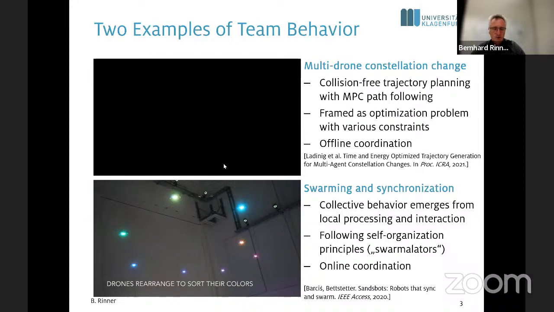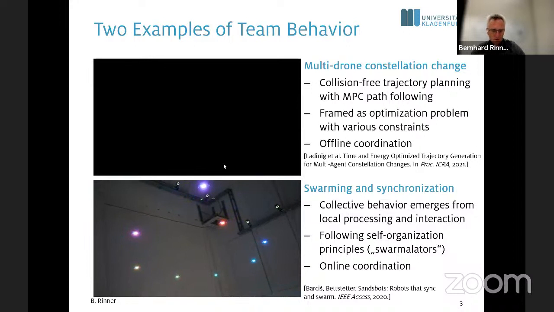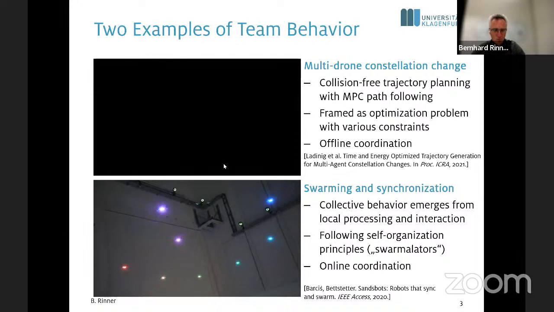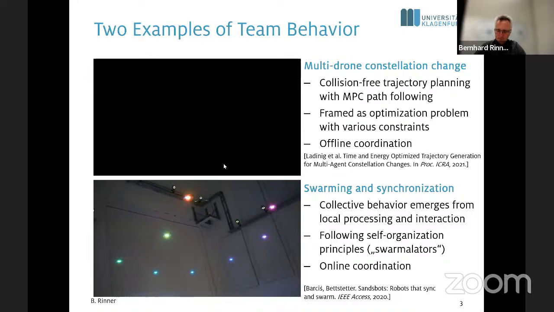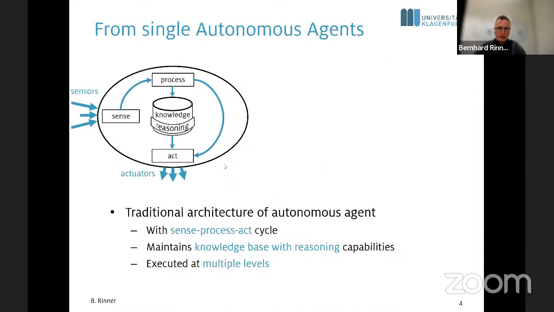And this coordination must be implemented as an online coordination, where this exchange of information and also the motion planning is done online. Okay, so these are two examples. Now let's briefly talk about some basics to start with.